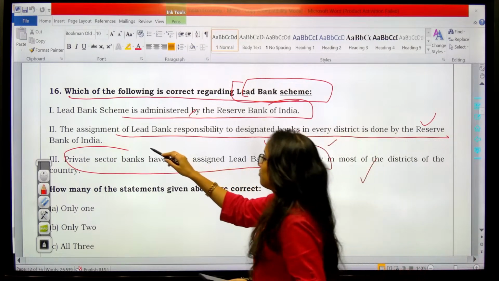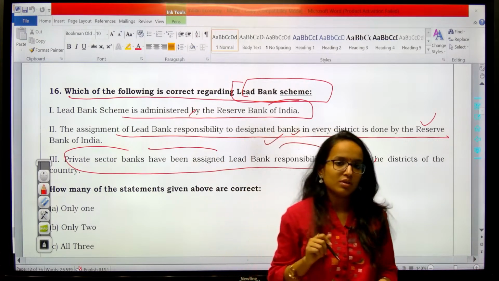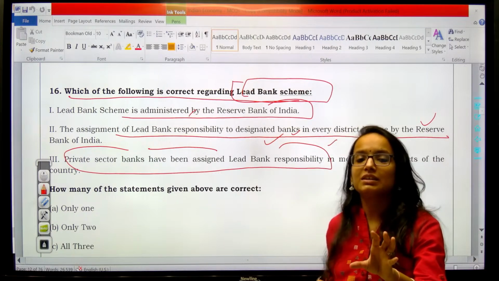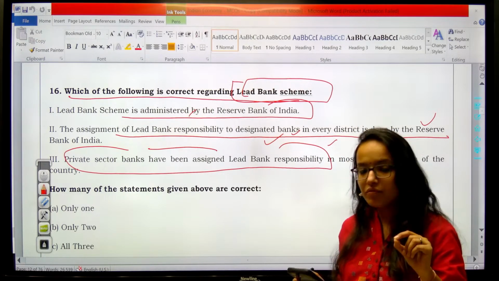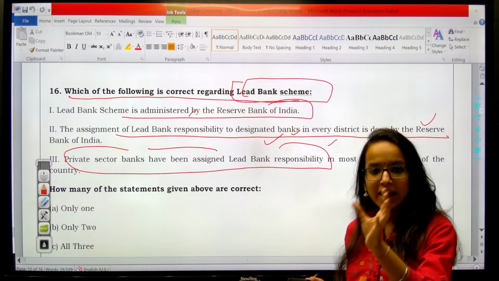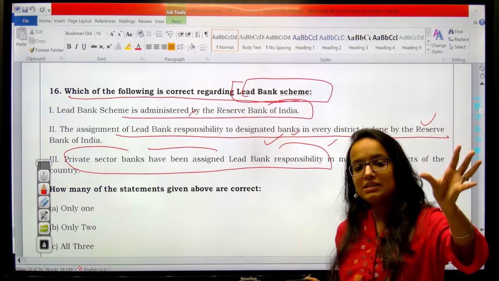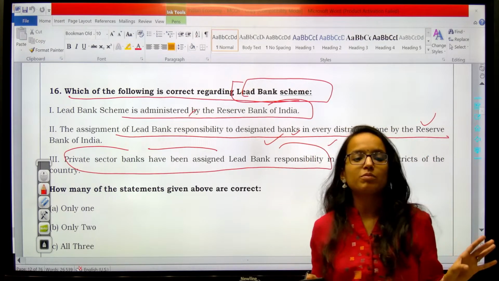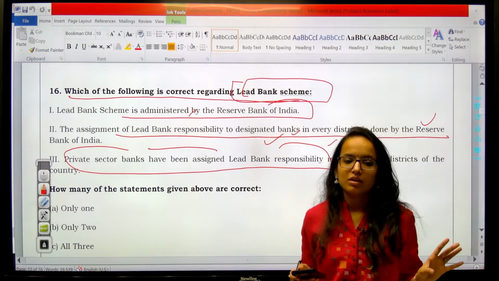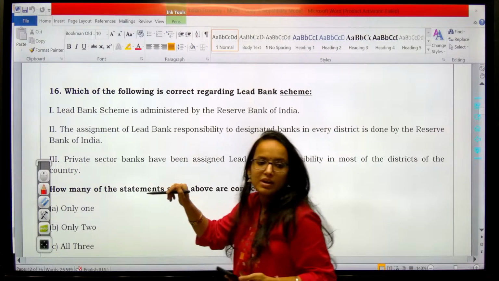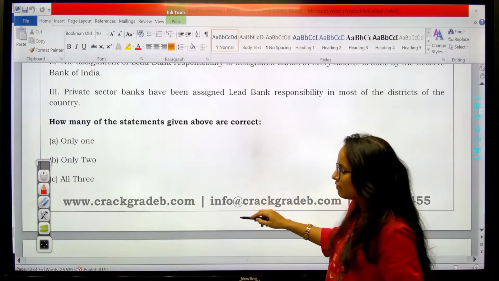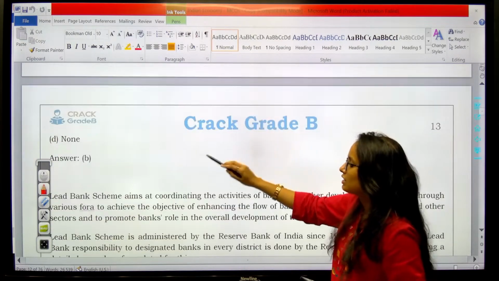Private sector banks have been assigned. This is wrong. Mostly public sector banks, private along with public. Okay, private along with public. So generally at present more public sector banks have been assigned the responsibility of lead bank and fewer private sector banks. We have the data as well. So the answer should be B, which is only 2. Yes, the answer is B.